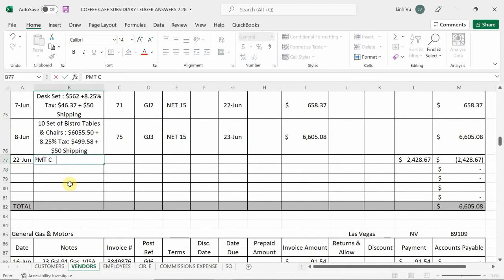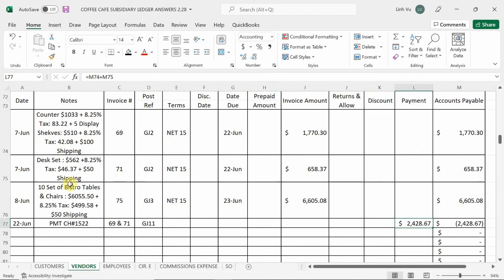Payment with check number 1522, for invoice number 69 and 71, General Journal 11, right? We made a payment, so there's no terms there. We made a payment for $2,428.67. So now I only owe Furniture Store $6,605.08 for the bistro tables and chairs.